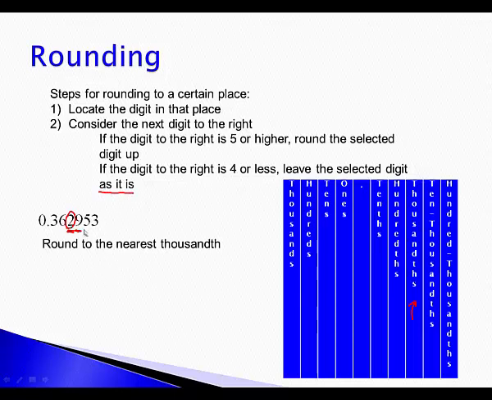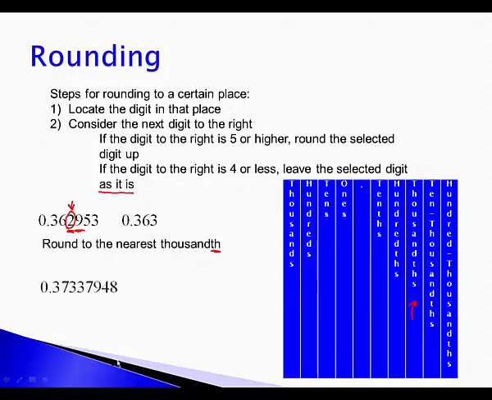So what I look at now is I look at the 9 and I say, is that number 5 or higher? The answer is yes, it is. So the 2 will round up. So when I do that, I get 0.363 rounded to the nearest thousandth. Please be careful that you notice whether or not this is thousand or thousandth, because it will make a huge difference in your rounding. Let's look at our next problem.